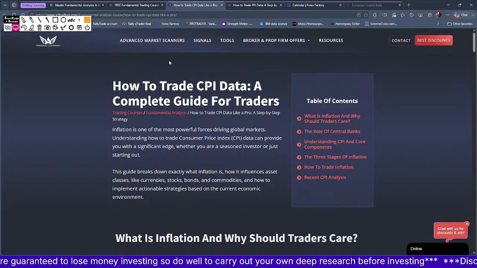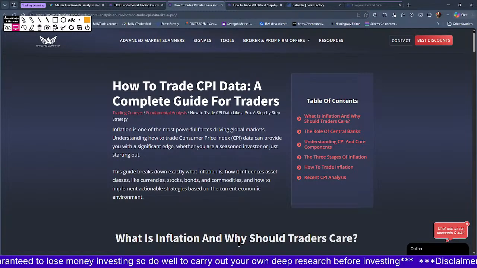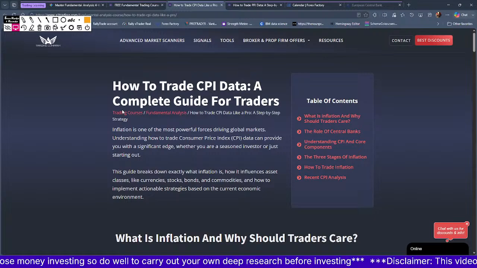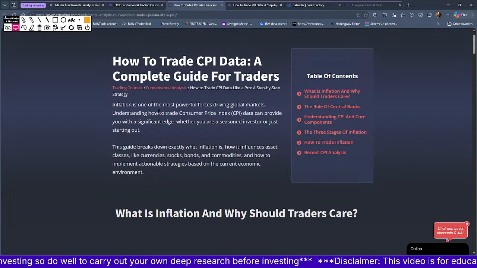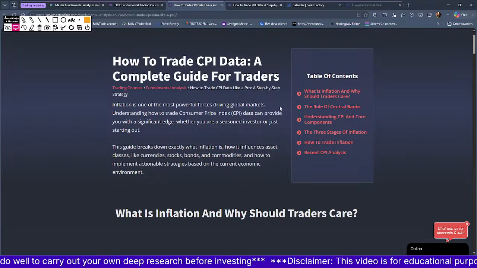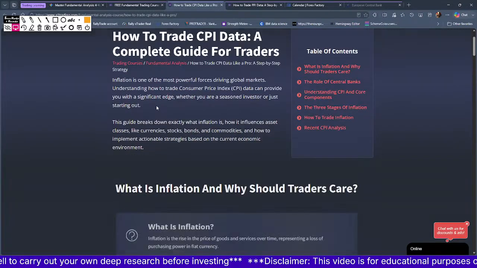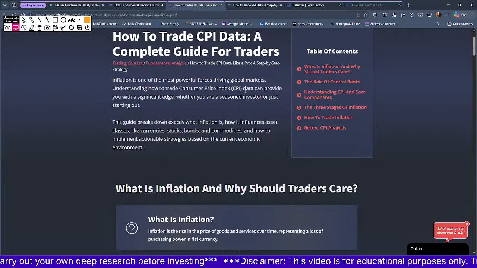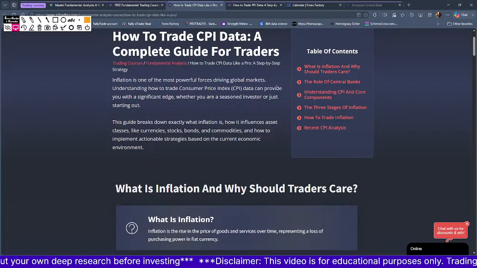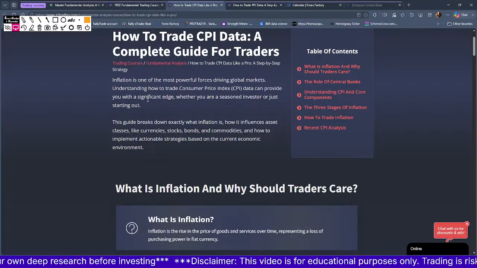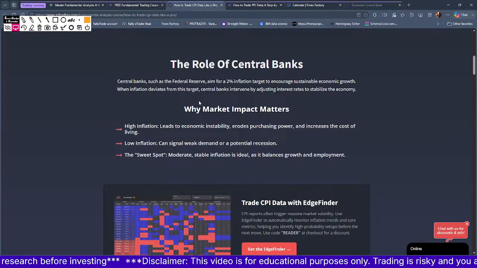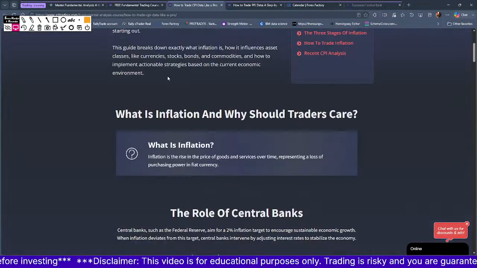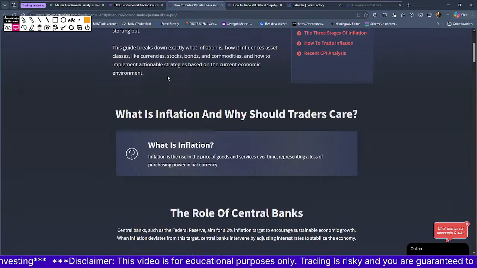All right, so CPI data, right? How to treat CPI data, a complete guide for traders. Inflation is one of the most powerful forces driving global markets. Understanding how the consumer price index data works can give you a significant edge. Now, you're wondering how the word CPI is equal to inflation. Well, this is what it is.